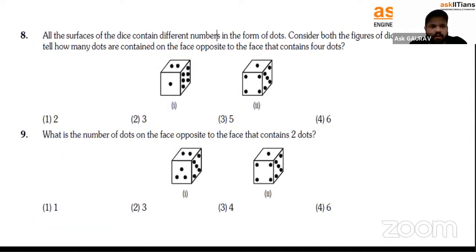Okay, more questions are there. Question number 8, question number 9. Question number 8. All the surfaces of the dice contain different numbers in the form of dots. Consider both figures of the dice and tell how many dots are contained on the face opposite to the face that contains 4 dots. Basically, the question is what will be the number opposite to 4? If 4 is at the top, what should be at the bottom?